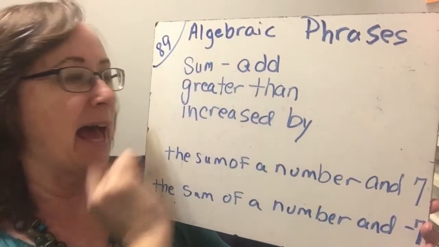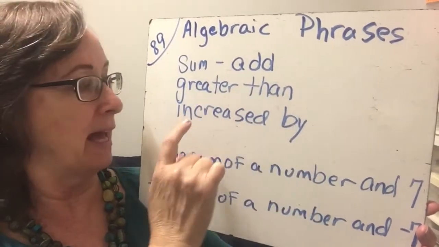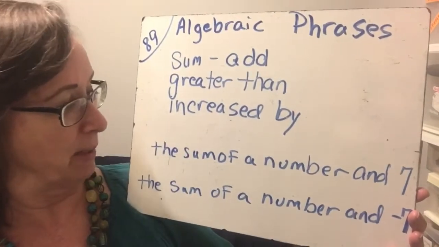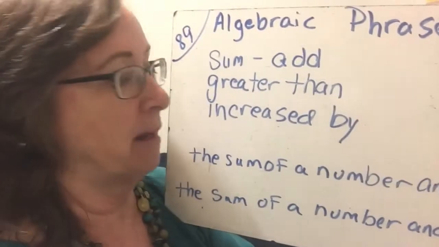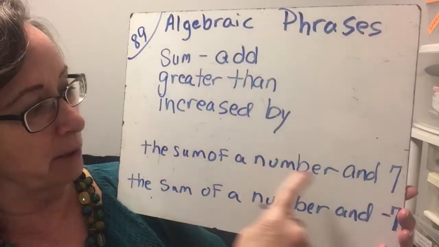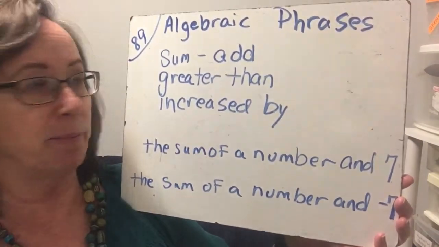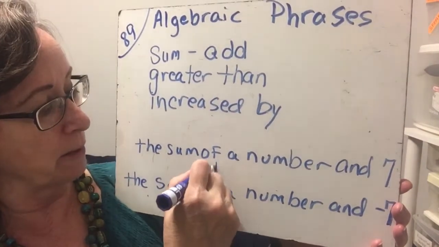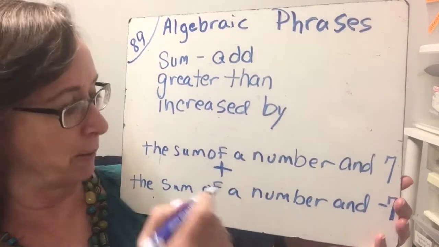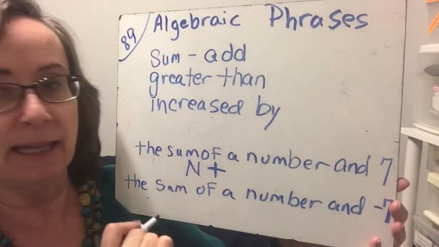Sum means to add. Greater than and increased by means that we're going to add something to it. So here are some examples. The sum of a number and 7. So sum means to add. So we're going to have the sum of a number. Since we don't know what it is, we'll call it n.